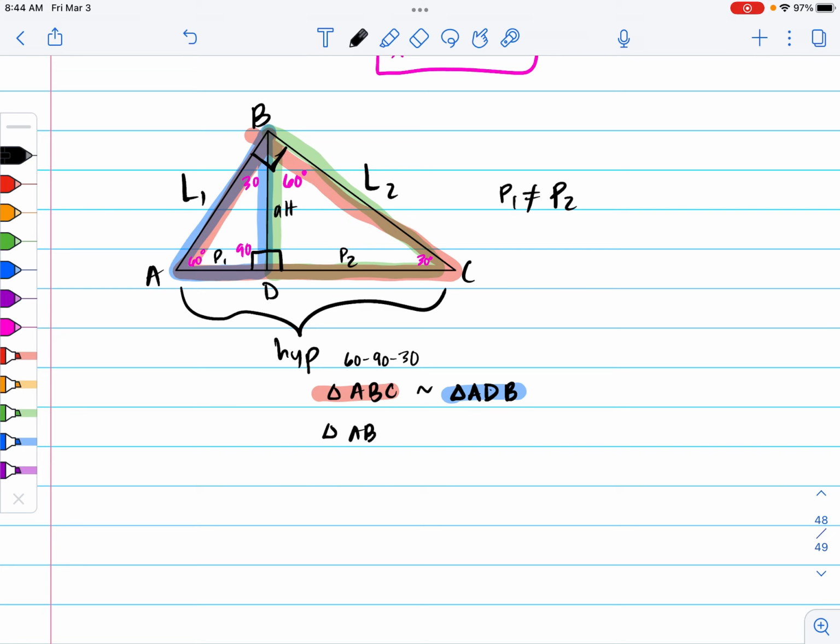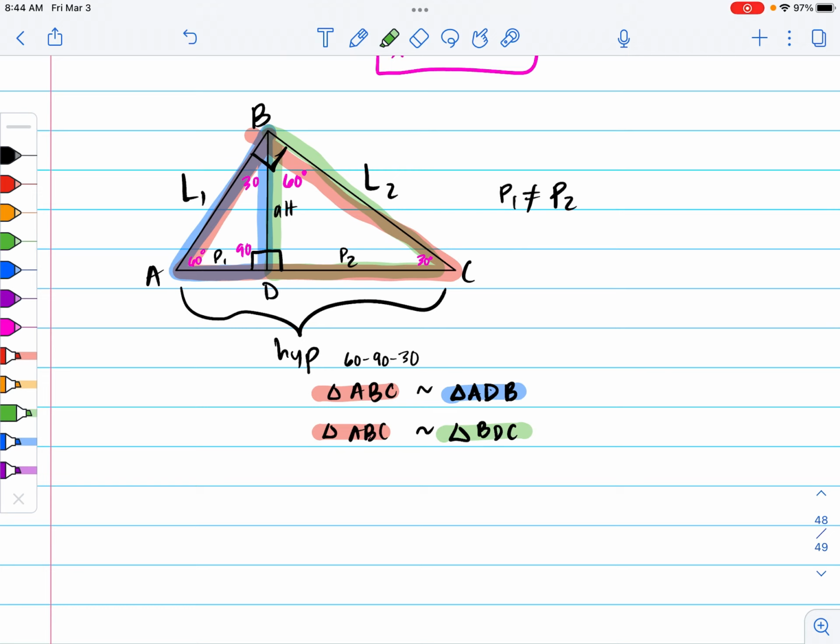So for the sake of it, I'm going to do red again, the red triangle. Triangle ABC is similar to triangle, and then the green triangle is going from 60 to 90 to 30, B, D, C. So let's organize this.